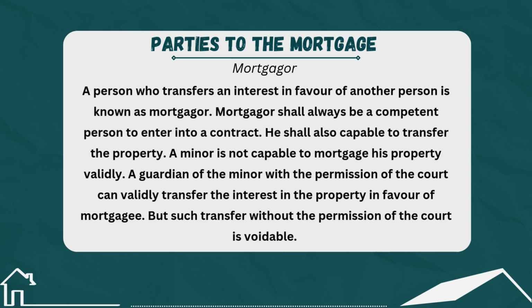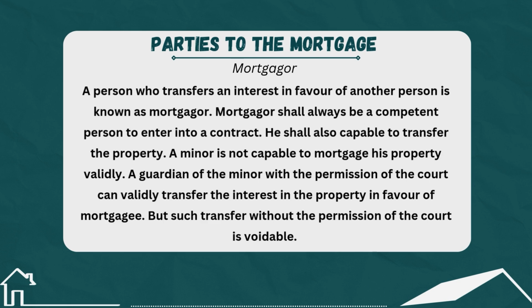One is the mortgagor. A person who transfers an interest in favor of another person is known as a mortgagor. The mortgagor shall always be a person competent to enter into a contract. He shall also be capable of transferring the property. A minor is not capable of mortgaging his property validly.